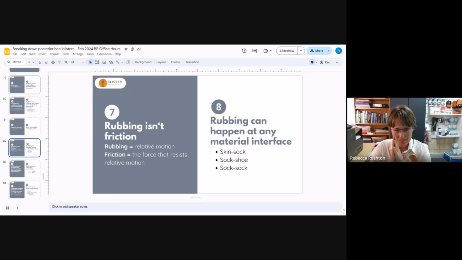Rubbing isn't friction. Friction is the force that resists relative motion, and rubbing is the relative motion. So the friction force resists the rubbing. So when we talk about blisters, we really shouldn't be using the word friction to mean rubbing. And rubbing can happen at any material interface, be it the skin-sock interface, the sock-shoe interface, the sock-sock interface. If we think about blisters more broadly, it could be the skin-skin interface of the interdigital space, and it can even be the shoe-ground interface.